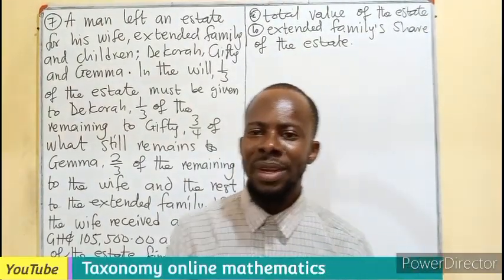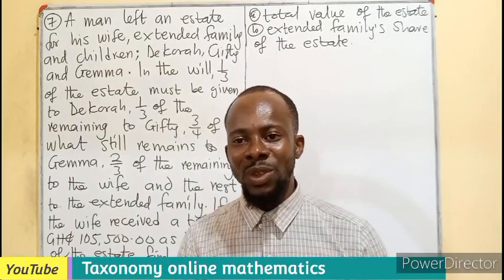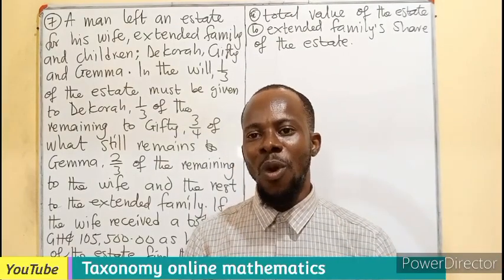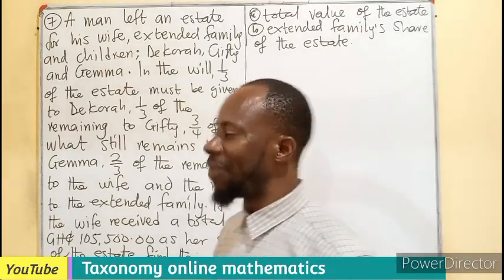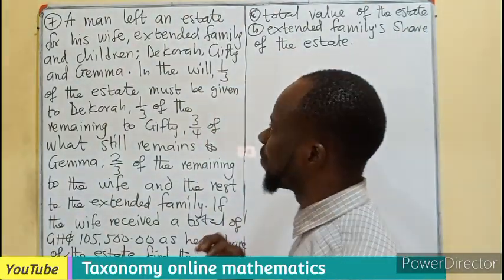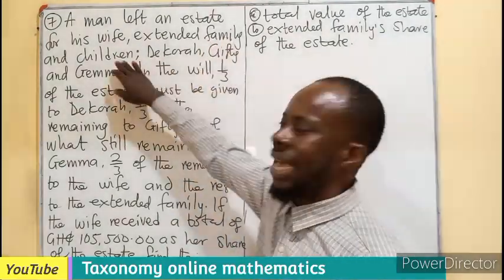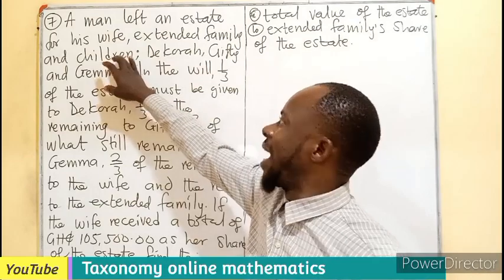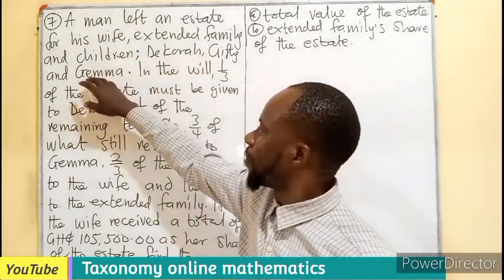Hello, welcome. Let's have a question on WASSCE 2023, Core Mathematics, Section B, question number 7. A man left an estate for his wife, the extended family, and the children. And the children are Decorah, Gifty, and Gemma.